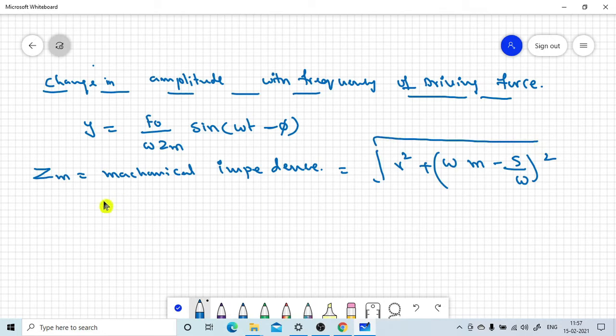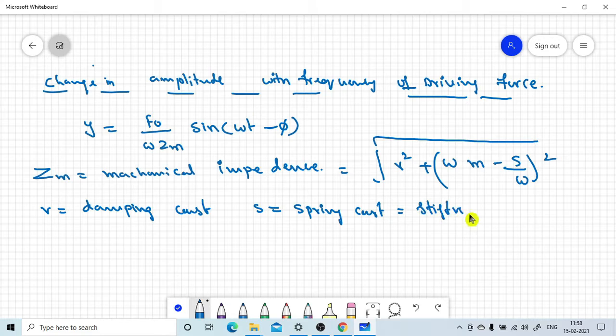Now, you already know what r is equal to: r is the damping constant, and s is the spring constant or stiffness constant. These are the constant values we have.